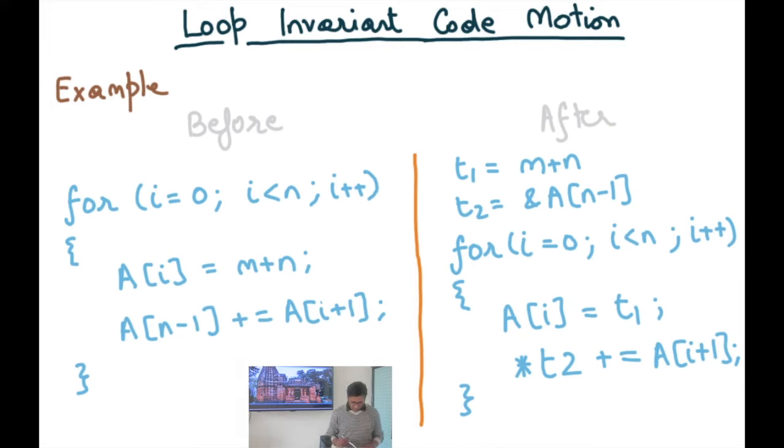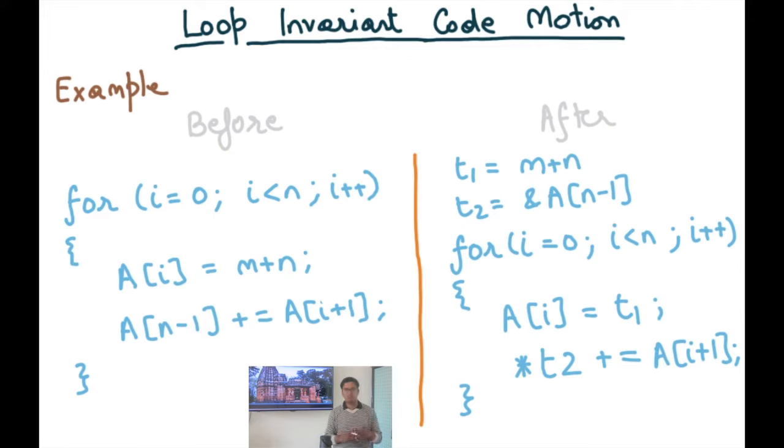And so it is possible to implement loop invariant code motion. That's the name of this particular transformation, where you move the computation which is loop invariant outside the loop, typically before the loop. So for example, here you do m plus n in the beginning, say t1 equals m plus n, and similarly you do t2 equals the address of a[n-1]. In the C syntax, that's using the ampersand operator. So t2 is just the address of a[n-1] computed once before the start of the loop.